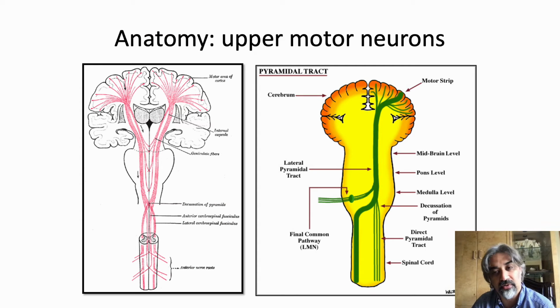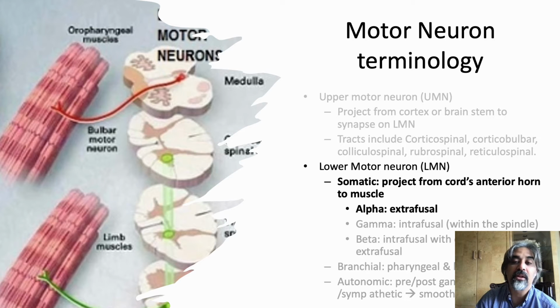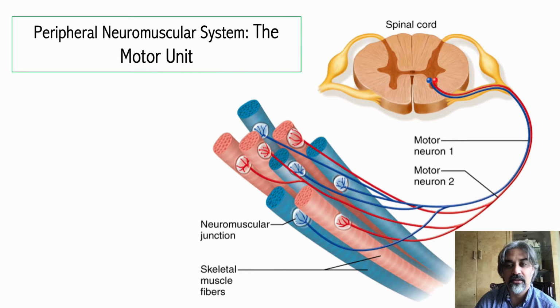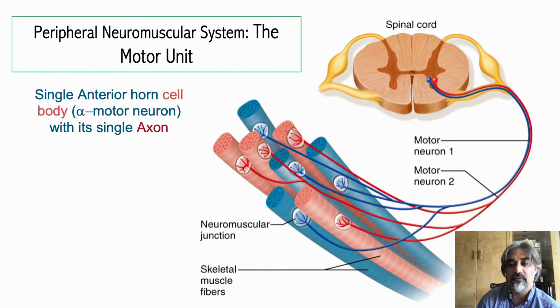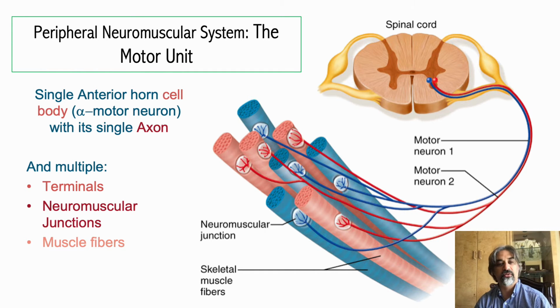They do cross over at some point to meet with lower motor neurons, which sit in the spinal cord. The alpha motor neurons are the ones sitting in the anterior horn cell, which we typically care about. The anterior horn cell is the big cheese of the motor unit. The term motor unit refers to the anterior horn cell, its axonal projection, and all of its associated terminals, junctions, and muscle fibers. Here you see two motor neurons projecting to a muscle belly.